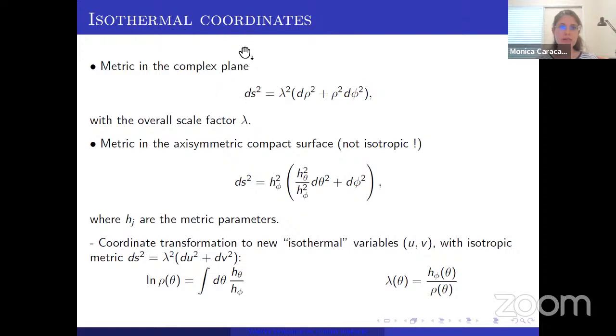Start with the metric in a complex plane. You have here polar coordinates in the plane. Here you have lambda as the overall scale factor. On the other hand, here you have the metric for the right, and in this case it is a symmetric compact surface, a general one. No need to be ellipsoidal.